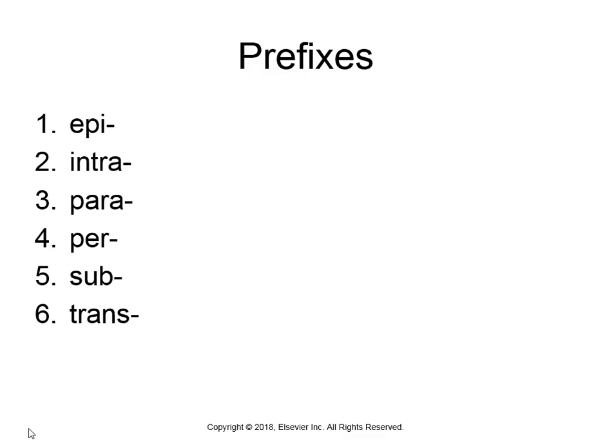Per means through. So for example, if we have percutaneous, that means through the skin. Sub means under. So if we had subcutaneous, then that means you would go under the skin. And trans means through, across, beyond. So in that regard, per and trans do both mean through. It's just one of them is used in certain terms a little bit more than others.